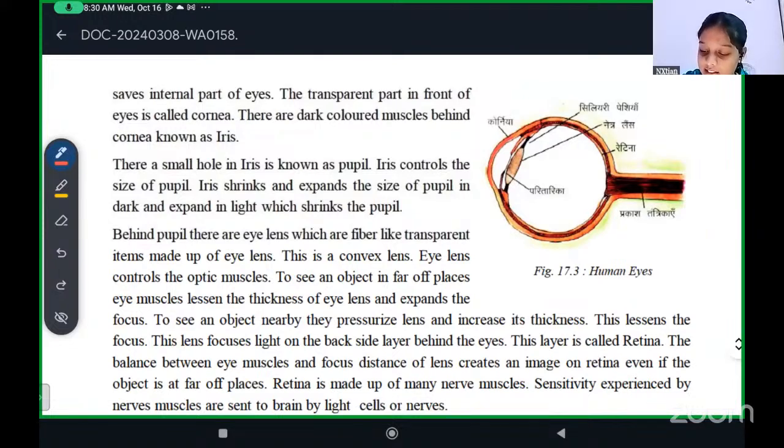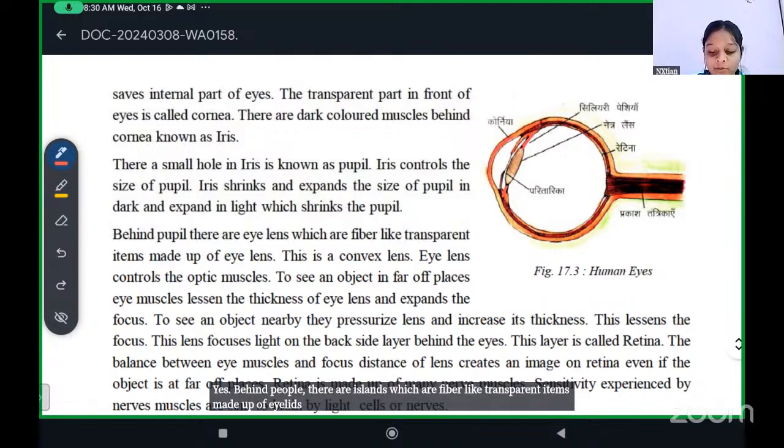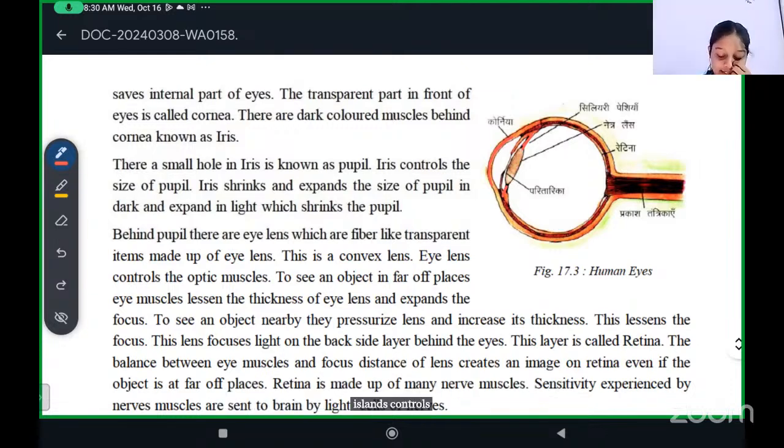The ciliary muscles are located on both sides of the eye lens. Behind the pupil, there is the eye lens, which is a fiber-like transparent item. This is the convex lens. The eye lens is controlled by the optic muscles.